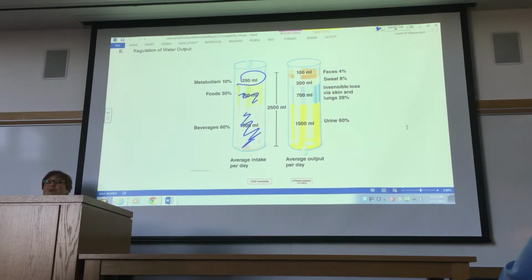And then how do we get rid of most of the water? Because input should equal output. I know. Most through urine. Then we have some, we'll talk about this, insensible water loss. Did we yet? No. Insensible water loss, sweat, and then fecal material.